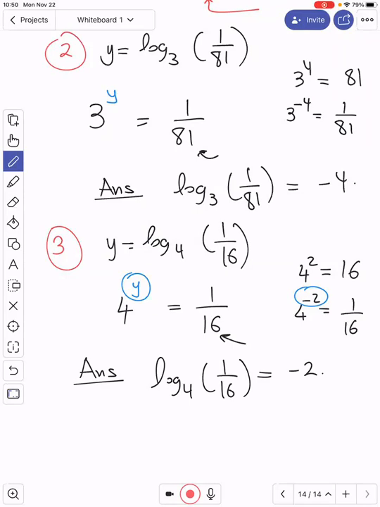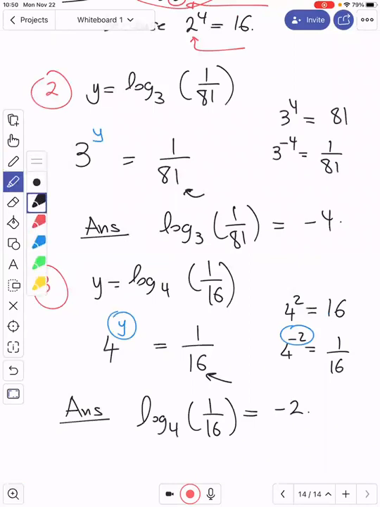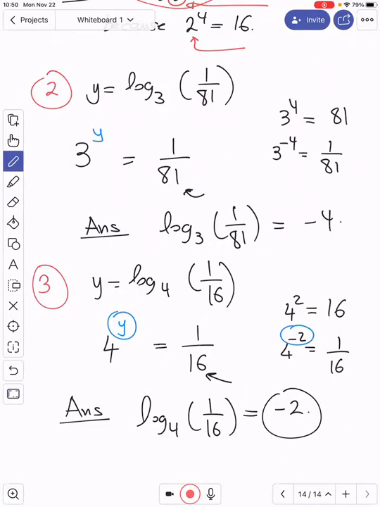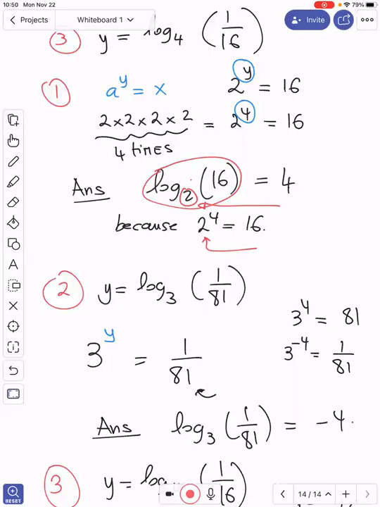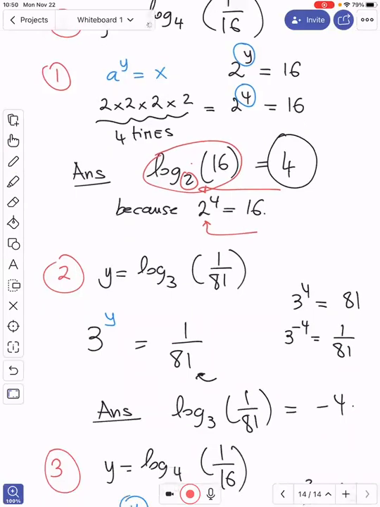So the idea here, guys, is that log in base 4 of 1 over 16 is a negative number, negative 2, while in the first example, log in base 2 of 16 is a positive number. So a log of a number can be positive or negative. It can be any real number, a decimal, a fraction, any real number. All right.